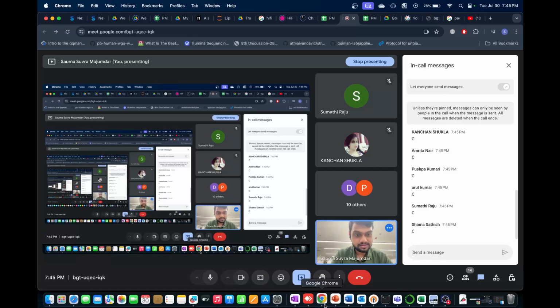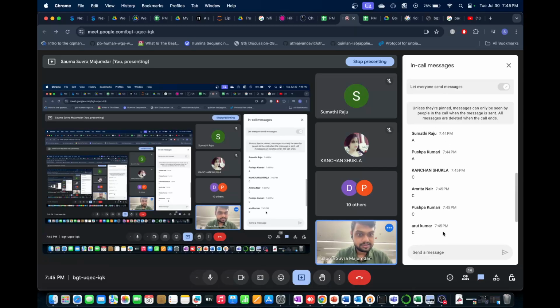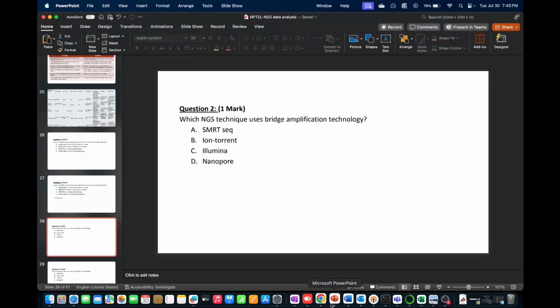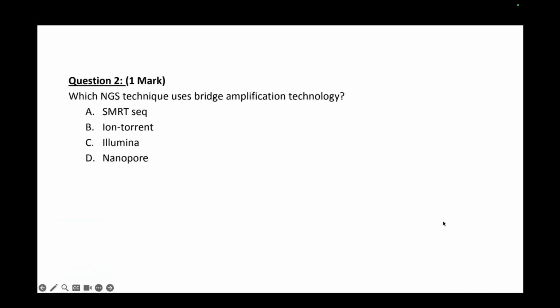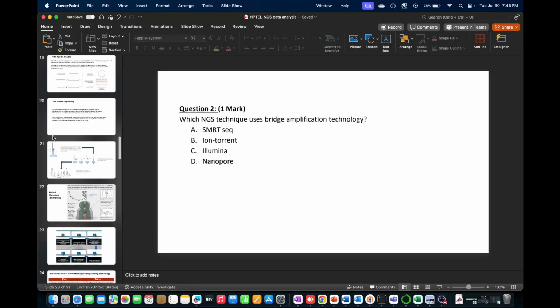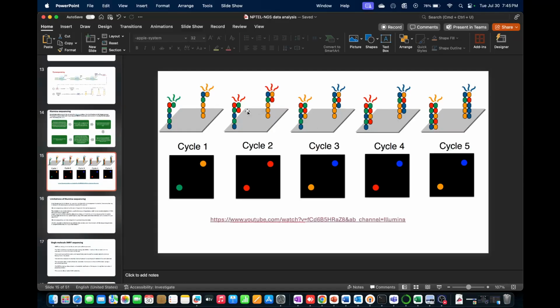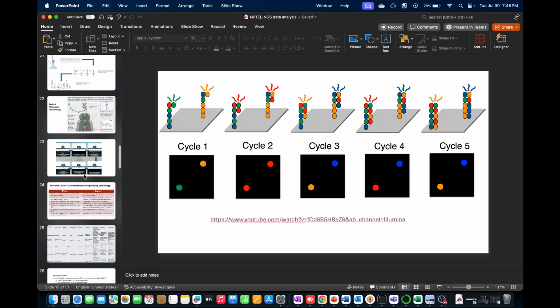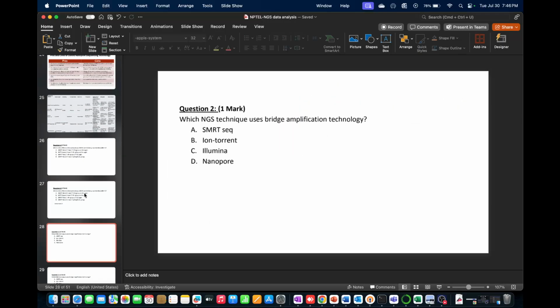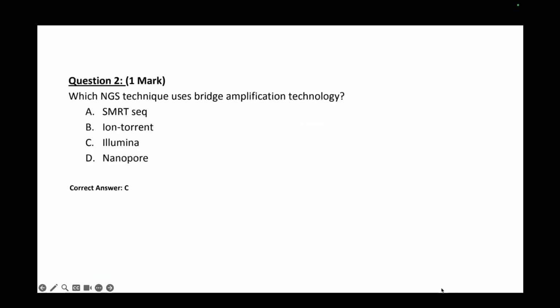Let's see if we have an answer. Yeah, the answer is C. As we talked about, I'll just take you to the slide again. You have adapters on the ends, adapters on the top, and it crisscrosses and binds to the opposite adapters, and then it amplifies itself. That is what is known as bridge amplification, and this is a signature of the Illumina sequencer. So yes, it's true. Next.